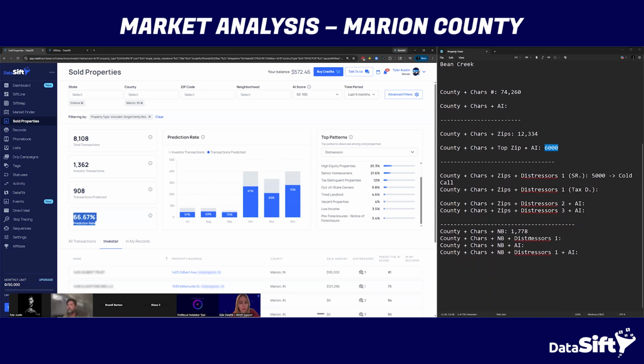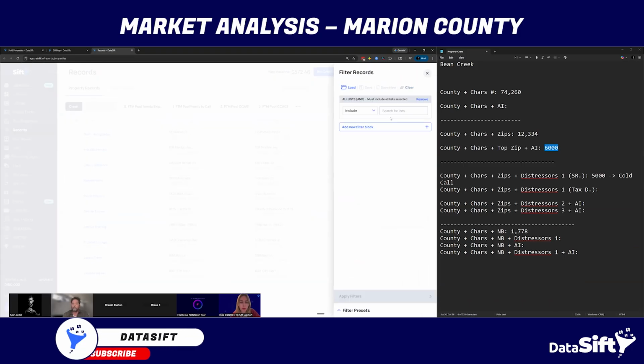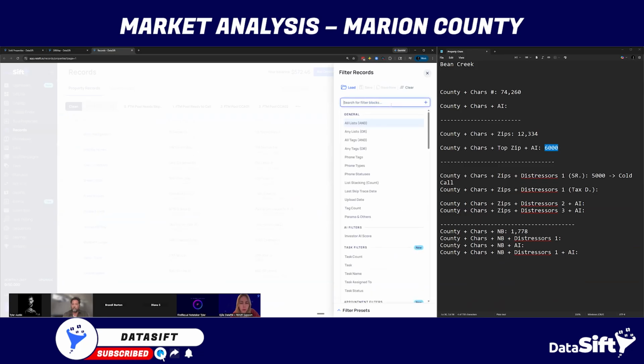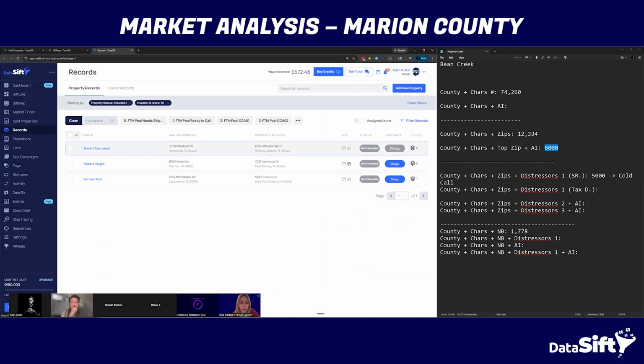Like let's just say for my lead management, right? If I have AI scores and I have 1,000 not interested in my records page, I can just filter by properties that are leads, for example. Like in my account, I don't have AI data in Okaloosa County, so it's not going to work here. But just for the sake of the example, I can say, hey, I want to see people with a property status as a cold lead or not interested, right? And I want them to have an investor AI score over 80, right? And click apply. I got 3.